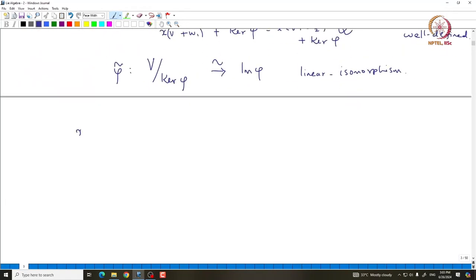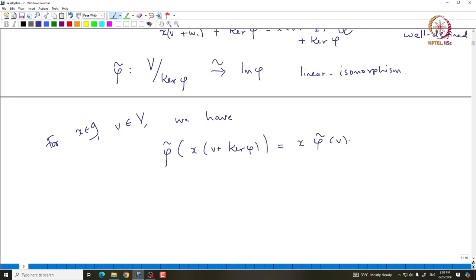So, whenever we have x in G and v in capital V, we have phi tilde of x applied on v plus kernel phi. So, this is something we need to check. This is exactly equal to x of phi tilde of v. Okay, the map is given by v plus kernel phi maps to phi of v. So, that is the map. Okay, again one can check this is a well defined map, there is no problem.